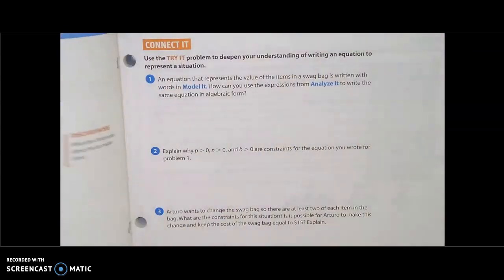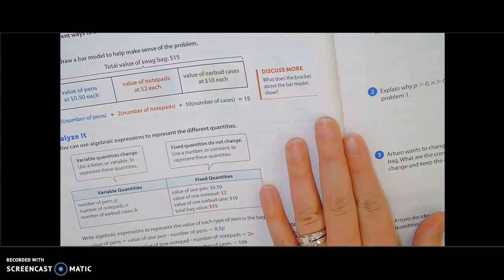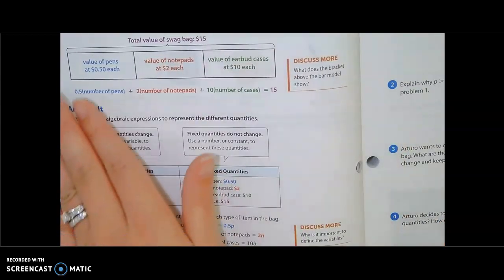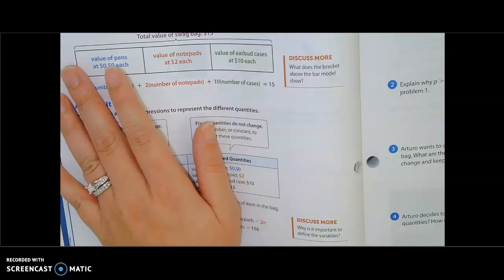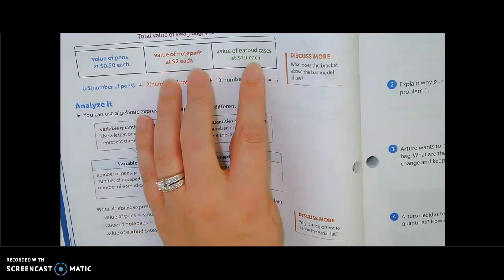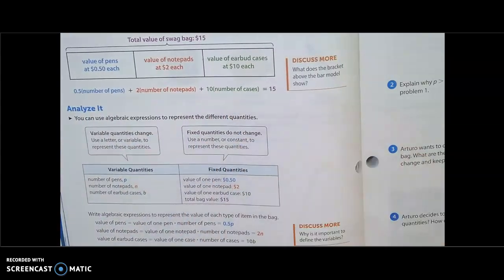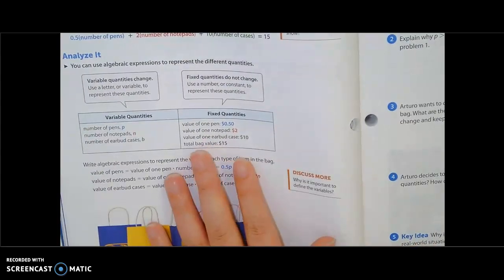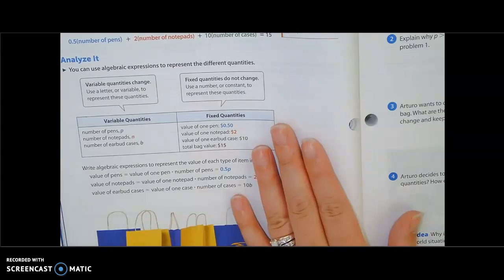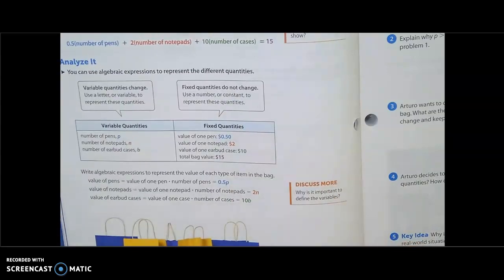And so the reason I go back through that is if you were to read the next page, it kind of talks about how we can define things, right? We can talk about that the total bag is $15 and we know the values of pens is 0.50 cents each. And we have $2 each and $10 each. And then from there we could continue it out, or we can analyze it and just, okay, these are the variables, so this is how I know my variables. These are my fixed quantities, and then from there we're going to write our expression.